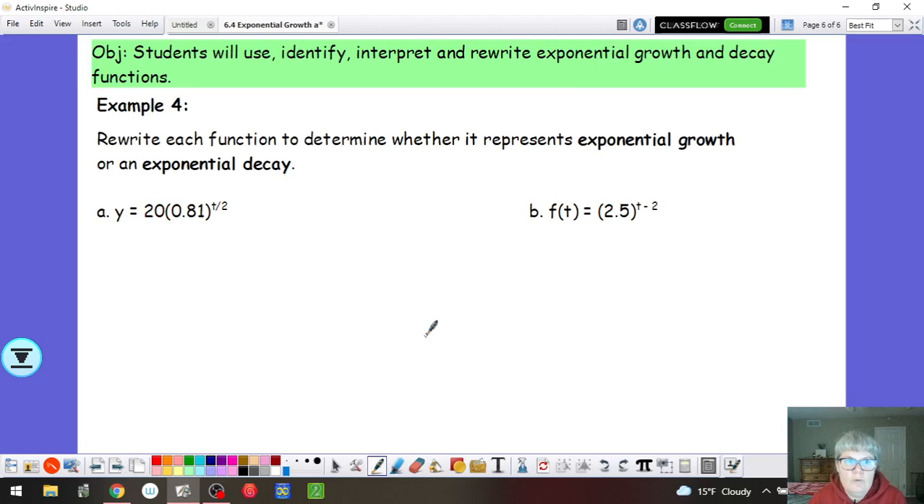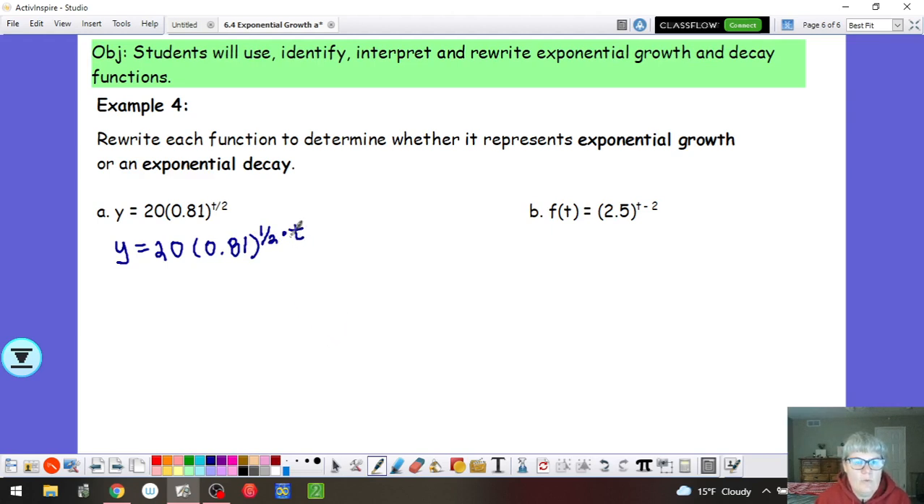In example 4, we're going to rewrite each function to determine whether it represents exponential growth or an exponential decay. We're going to have to rely on our properties of exponents in order to do this rewriting. So we have y equals 20 times 0.81 to the t over 2. Another way I can write that t over 2 is that it's 20 times 0.81 to the 1/2 times t.